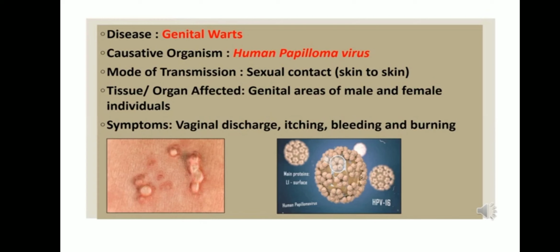Next disease, genital wart. Here the causative organism is human papilloma virus. This also spreads by sexual contact, skin to skin touch. Here genital areas of male as well as female individuals are affected. Symptom: vaginal discharge, itching, bleeding as well as burning.